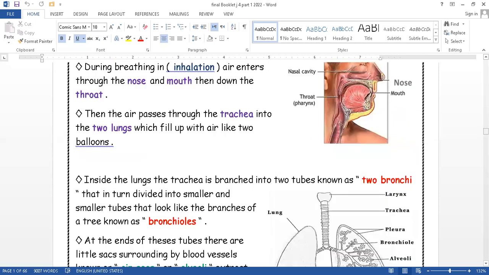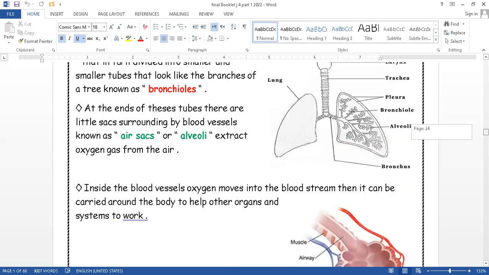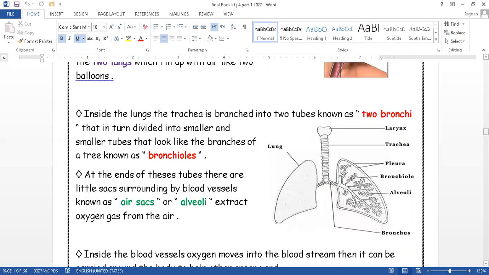Okay. After that, we will find that inside our two lungs there are branches from the trachea into main tubes. These tubes are known as the two bronchi. After that, each bronchus is divided into smaller tubes, which are called bronchioles. So we have the trachea, which branches into two branches, each one called a bronchus.